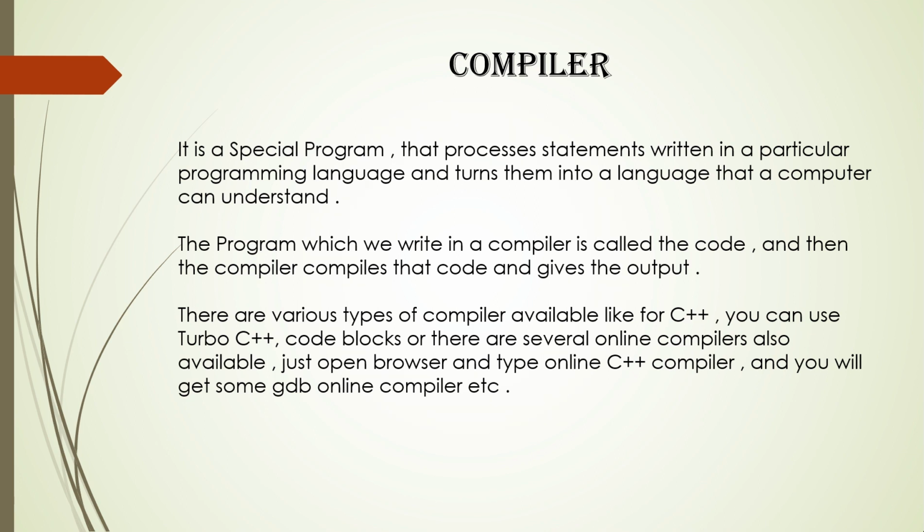Therefore, for writing C++ code, the first thing you should do is install a C++ compiler in your system. There are many C++ compilers available online that you can download easily. Some of the compilers that I suggest are CodeBlocks or Turbo C++. You can download any one of these. And if you don't want to download, then there is an alternate option also. Just open Google and type online C++ compiler.